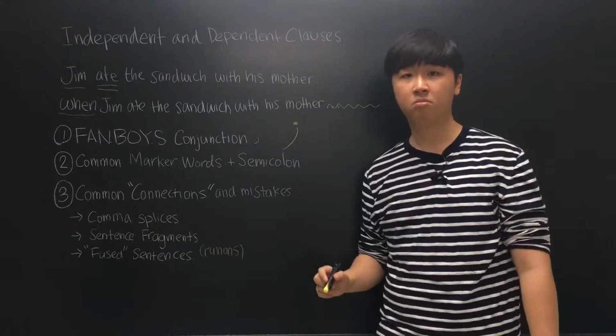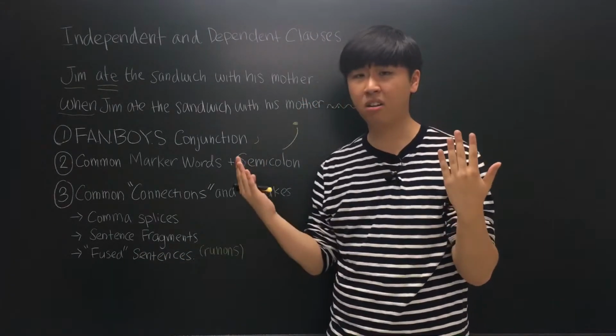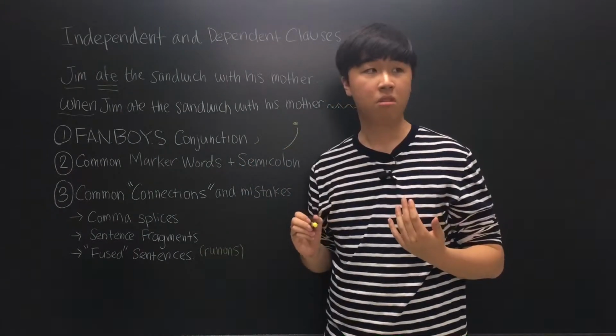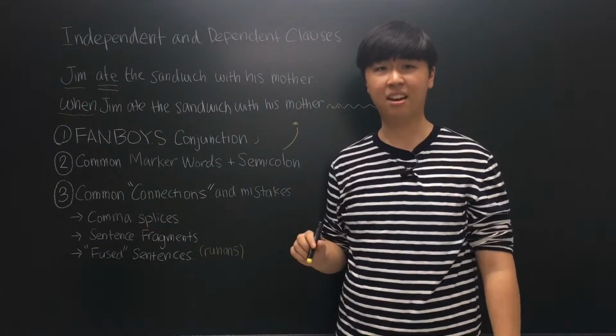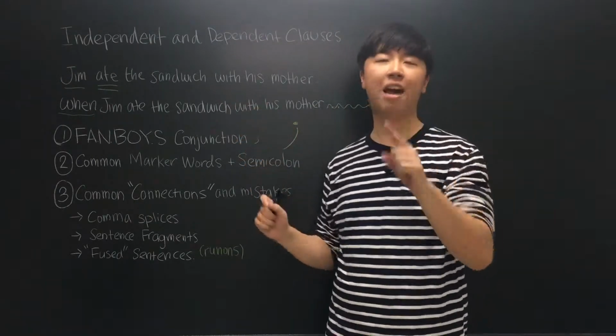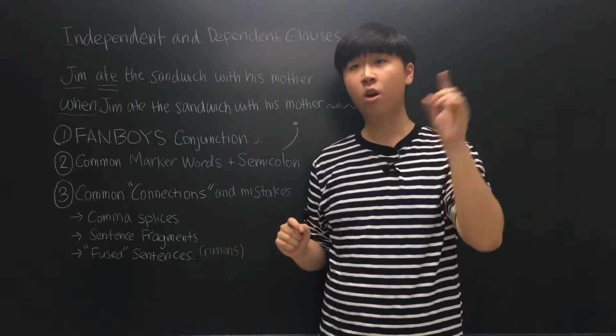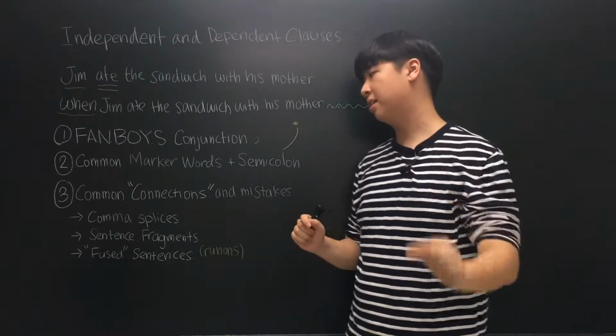First one being comma splices. If you have an independent clause and an independent clause, you can't connect that with a comma. That comma is invalid and wrong. So, nope, you are not going to select that. If there are two independent clauses, you must have a fanboys conjunction, comma fanboys, or a semicolon, or a new sentence.